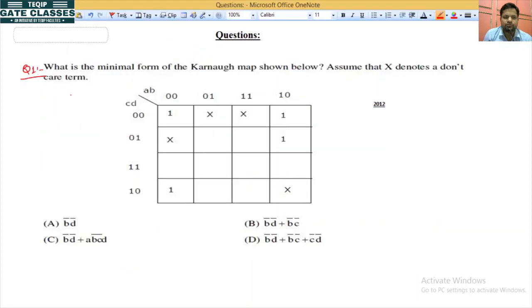If you see this question, it asks what is the minimal form of the K-map shown below. Assume that X denotes a don't care condition. So X is don't care and 1 denotes a min term, the output of the min term inputs. We have to group all these ones, because it is not necessary to group don't cares. If we get some additional simplification, then we go for don't care also.